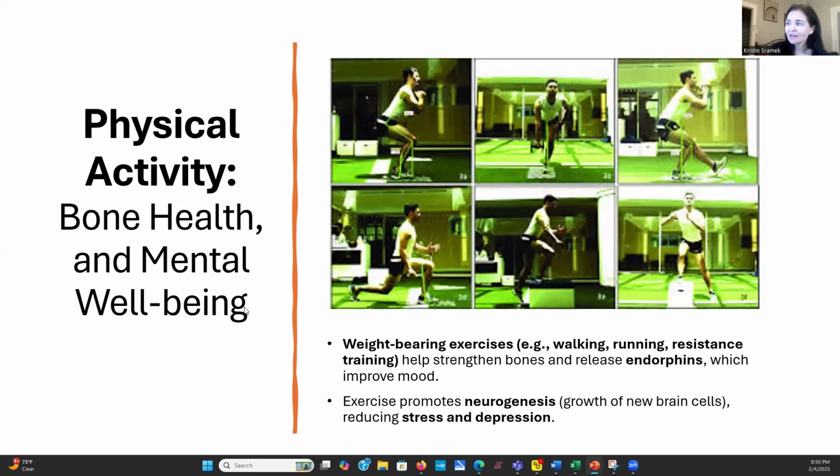Physical activity itself is really important for bone health and for mental well-being. So weight-bearing exercises in particular have been demonstrated to be quite helpful. So things like walking, running, resistance training, these all help strengthen bones. Remember that stress that's so important. Actually putting your bones under stress helps them rebuild. And of course, we know that exercise promotes neurogenesis, or the growth of new brain cells, which can reduce stress and depression.